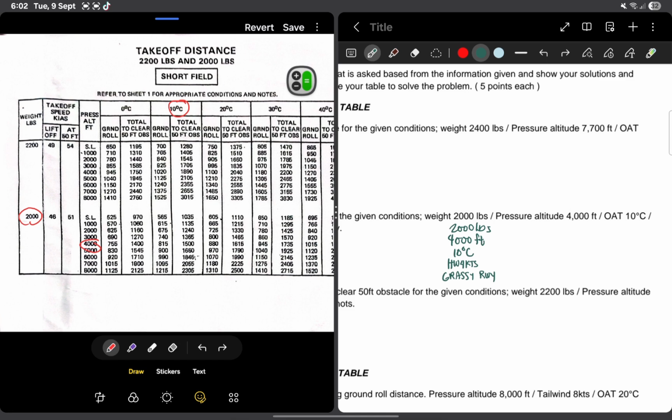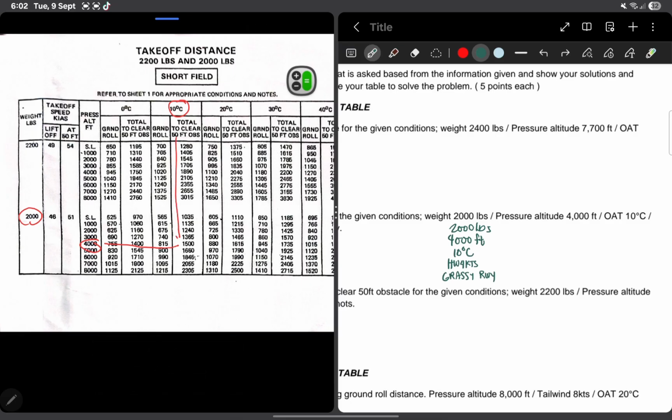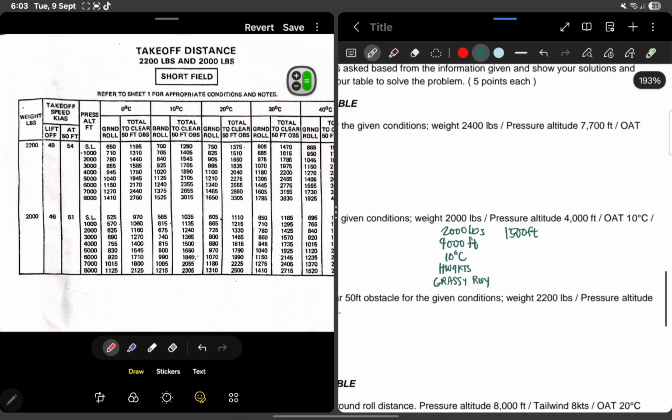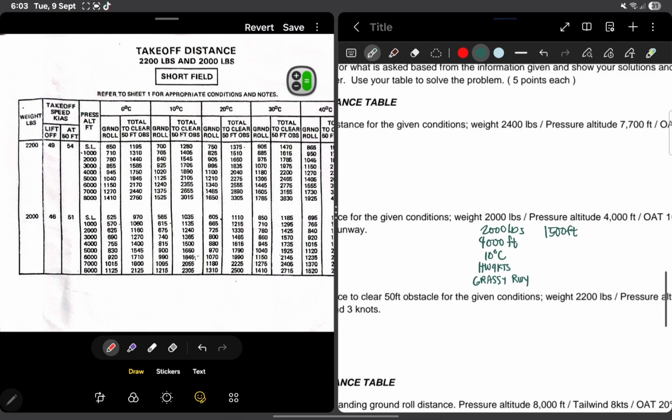Next, you will then cross-reference it with the total to clear 50 feet because that's what we're looking for. Total to clear 50 feet obstacle because it does not mention ground roll. So with that in mind, our value is 1,500 feet. Now that we have 1,500 feet, we will take into consideration our headwind.